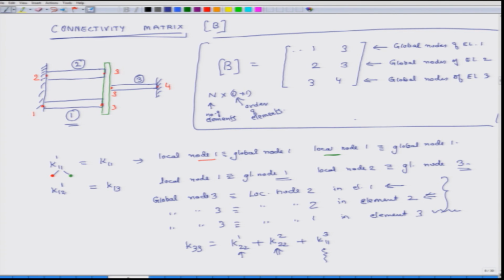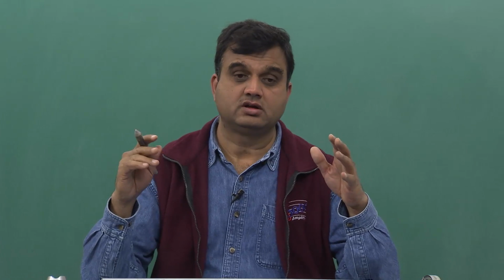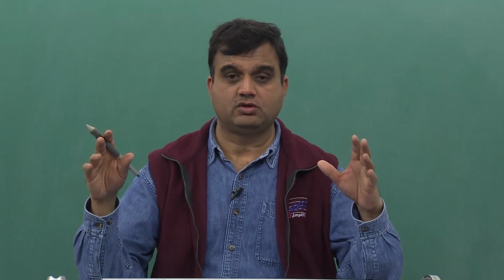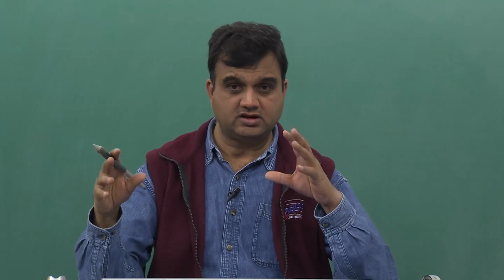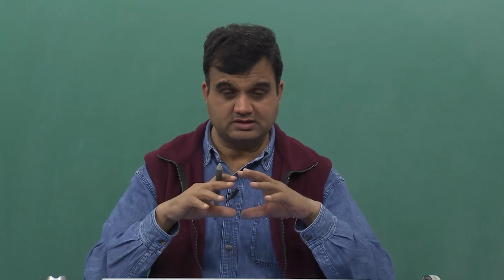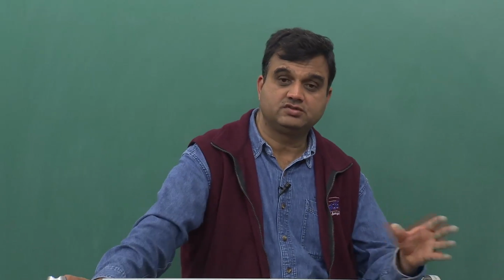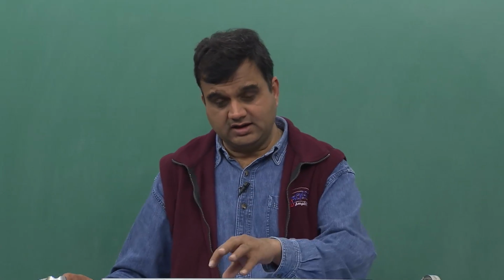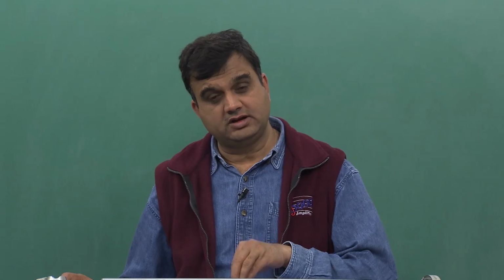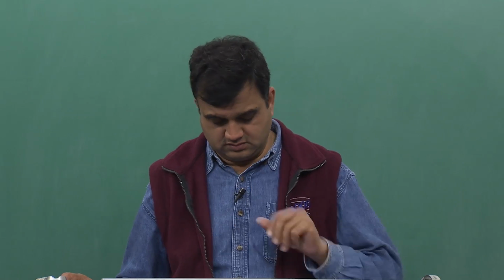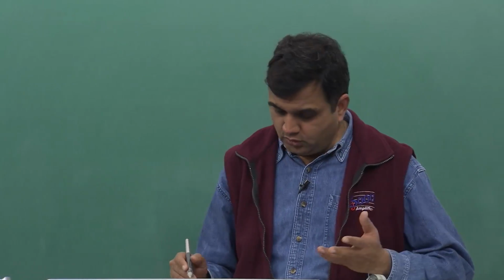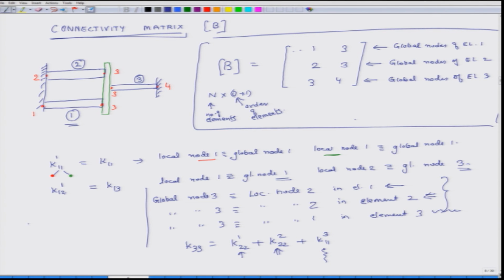So once you have defined the B matrix, you have actually captured the geometry of the overall system, how different elements are connected with each other. The B matrix helps the computer understand how different elements are connected, okay. And that understanding can be used to develop assembly level equations. You look at another term, K24 for the global matrix.